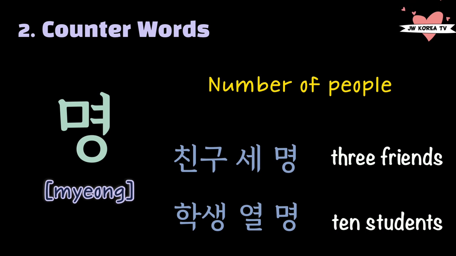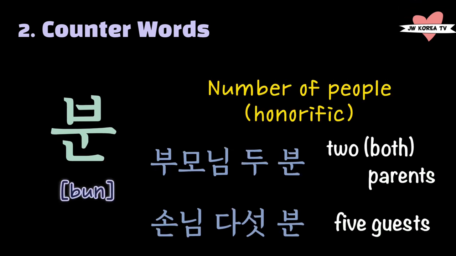명 is a counter for people. 친구 세 명. Three friends. 학생 열 명. Ten students. 분 is similar to 명, but 분 is the honorific expression. So when you have to be polite or you're talking about elders, try to use 분 instead of 명. 부모님 두 분, two parents, which means both of your parents. 손님 다섯 분, five guests.